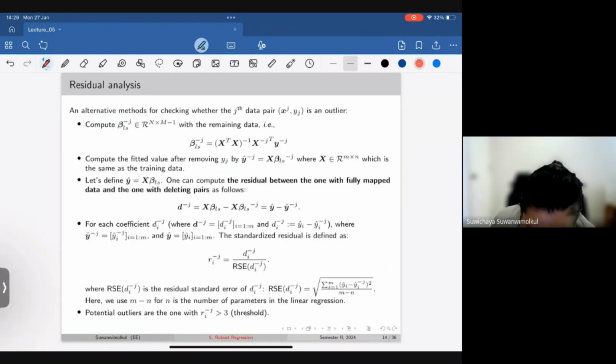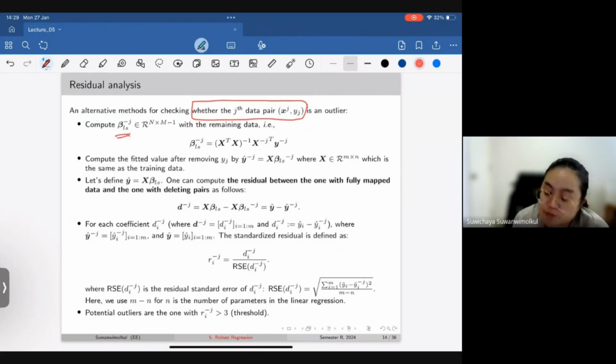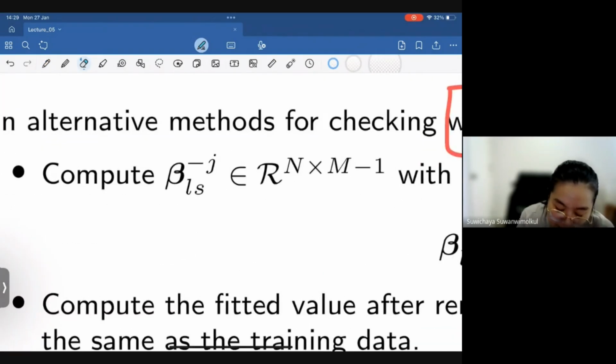For this one, because we will consider a situation where we remove the outliers, or whatever we think are outliers, the procedure will involve computing beta, the learned model parameters, when we remove that data point. In this lecture, we will denote it as beta LS superscript minus j. And if you see the minus here, that means we take that j sample out.